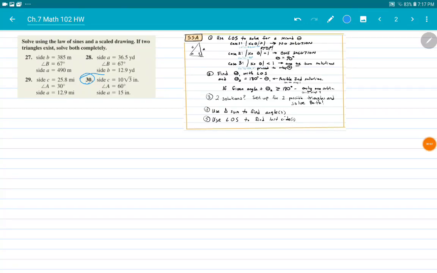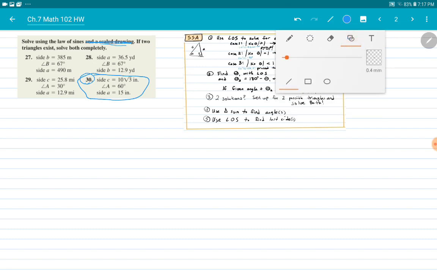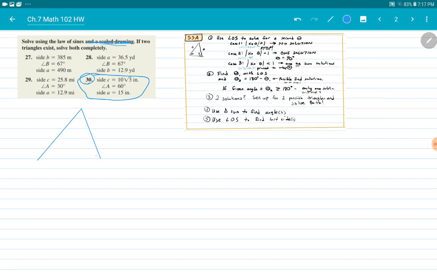In this section, we're supposed to solve this triangle using the law of sines and a scale drawing. We didn't do scale drawings in our class, so I'm just going to use the law of sines. And there's two triangles, complete them both. So we're given a triangle. I'm going to start with some straight lines and draw some triangle.